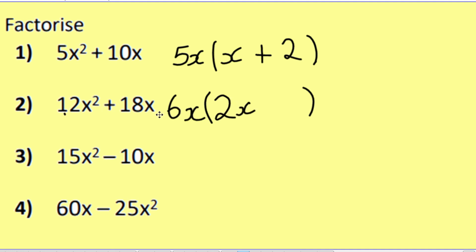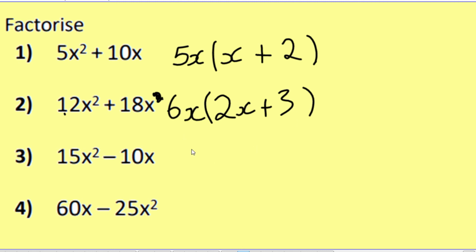So that's going to give me, if I multiply this out, 12x squared plus, I need to make 18 from 6, which is 3. And I don't need to put an x here because I've already got an x on the outside. So I don't have to put another x inside. If I put an x here, that's going to give me 18x squared. And I don't want that. I just want 18x. Okay, so I don't put an x there.